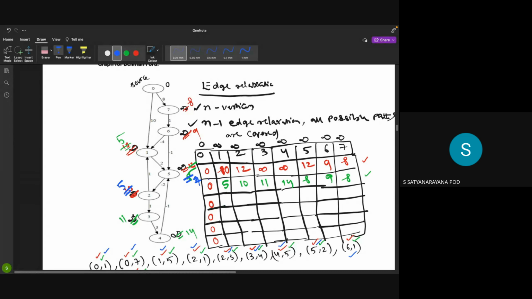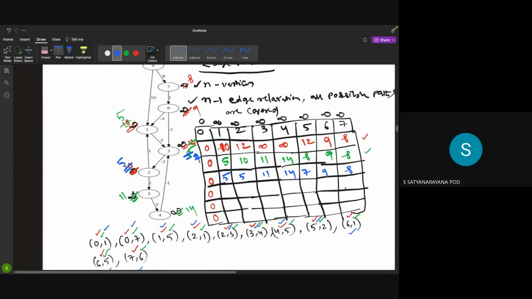So the edge 0 to 1 is 5. And 2, where is my 2? Yes, the latest value is updated, which is better than the 10. 3 is 11. And 4 is 14 as it is, and 5 is updated. Earlier it was 8, now it is 7. And the next one is 6, there is no change. 7, there is no change. It's all done.